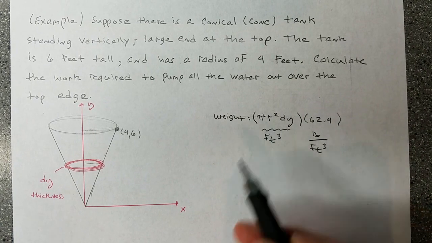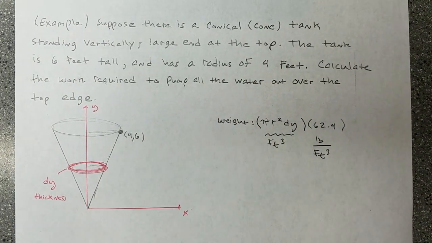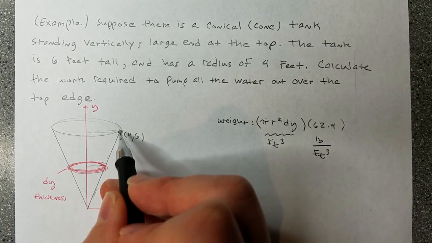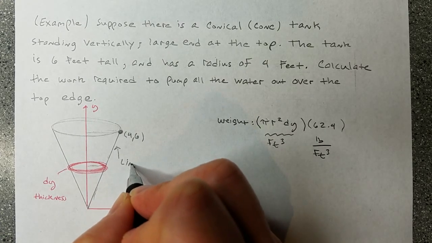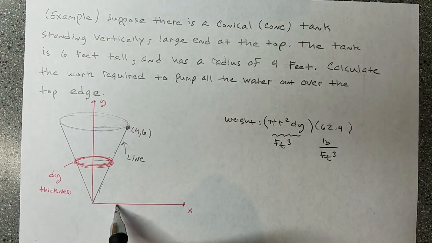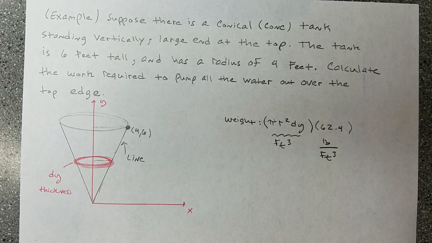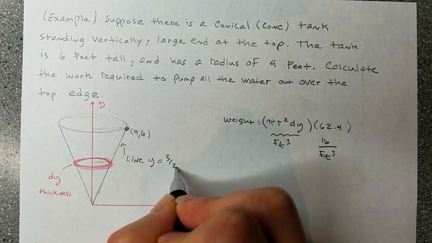So but what's the radius? Well, okay. Is there a way to get the equation of this line right here? I think if we can do that, then we can figure it out. See this line right there? What's the slope of the line? It goes 4 to the right and 6 up. So that would be 3 over 2. y is equal to 3 over 2 x.